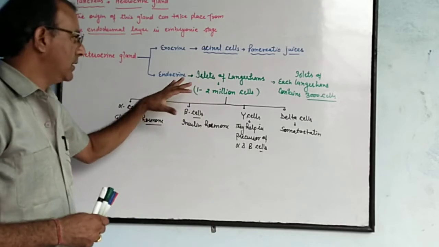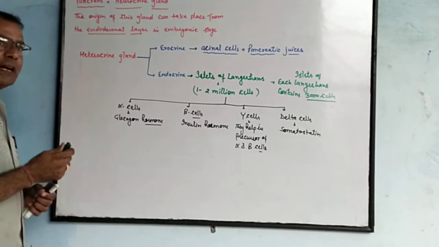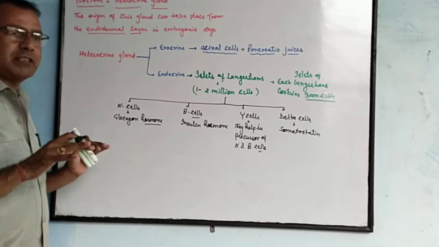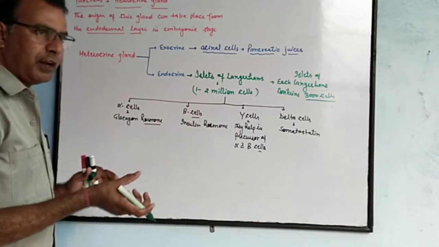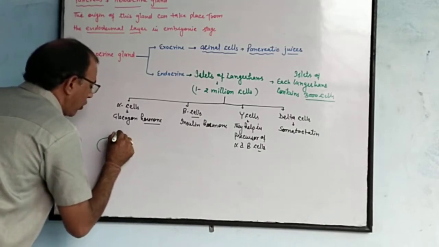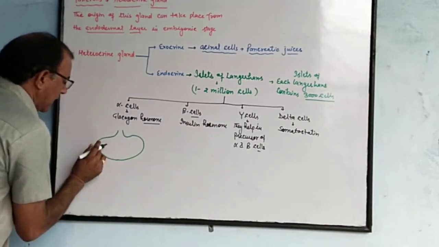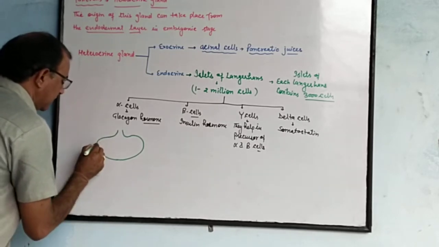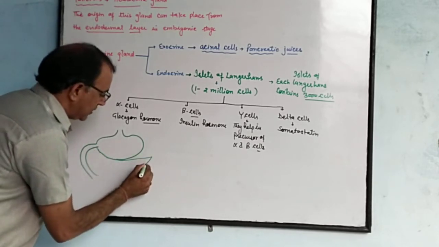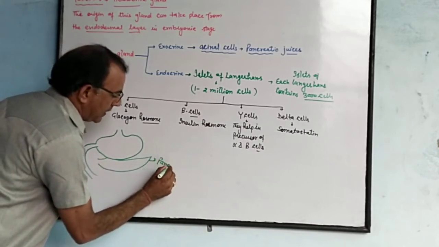Islets of Langerhans is the endocrine part of the pancreas gland. We know that the pancreas gland is present just below the stomach, in the duodenum of the small intestine. Here is the stomach region, and from it the small intestine arises, the U-shaped duodenum. In between the U-shaped duodenum there is a J-shaped organ, which is known as the pancreas.